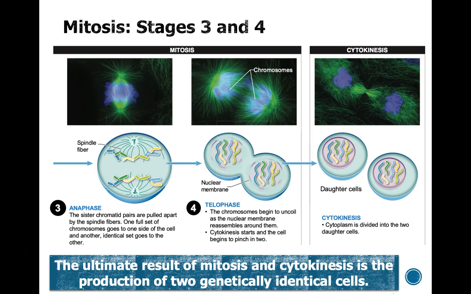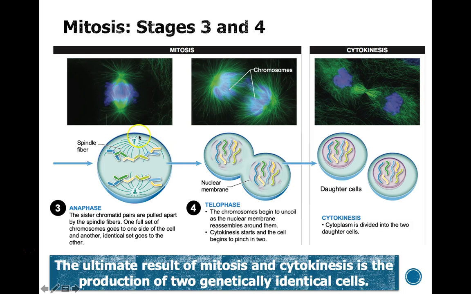Now, at this point, something really important happens. We have entered phase 3, which is called anaphase. And in anaphase, your sister chromatids separate. So please write that down. In anaphase of mitosis, your sister chromatids separate. They are pulled by shortening spindle fibers to either end of the cell.